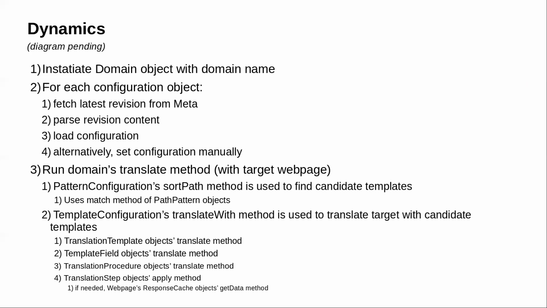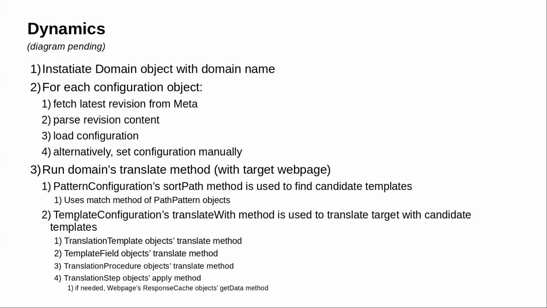If you remember from the first slides, we have a target web page. We first see what domain it belongs to, and then we see what URL path pattern it belongs to. This is done by the sort path method of the pattern configuration object, which in turn uses the match method of the path pattern objects that we saw.